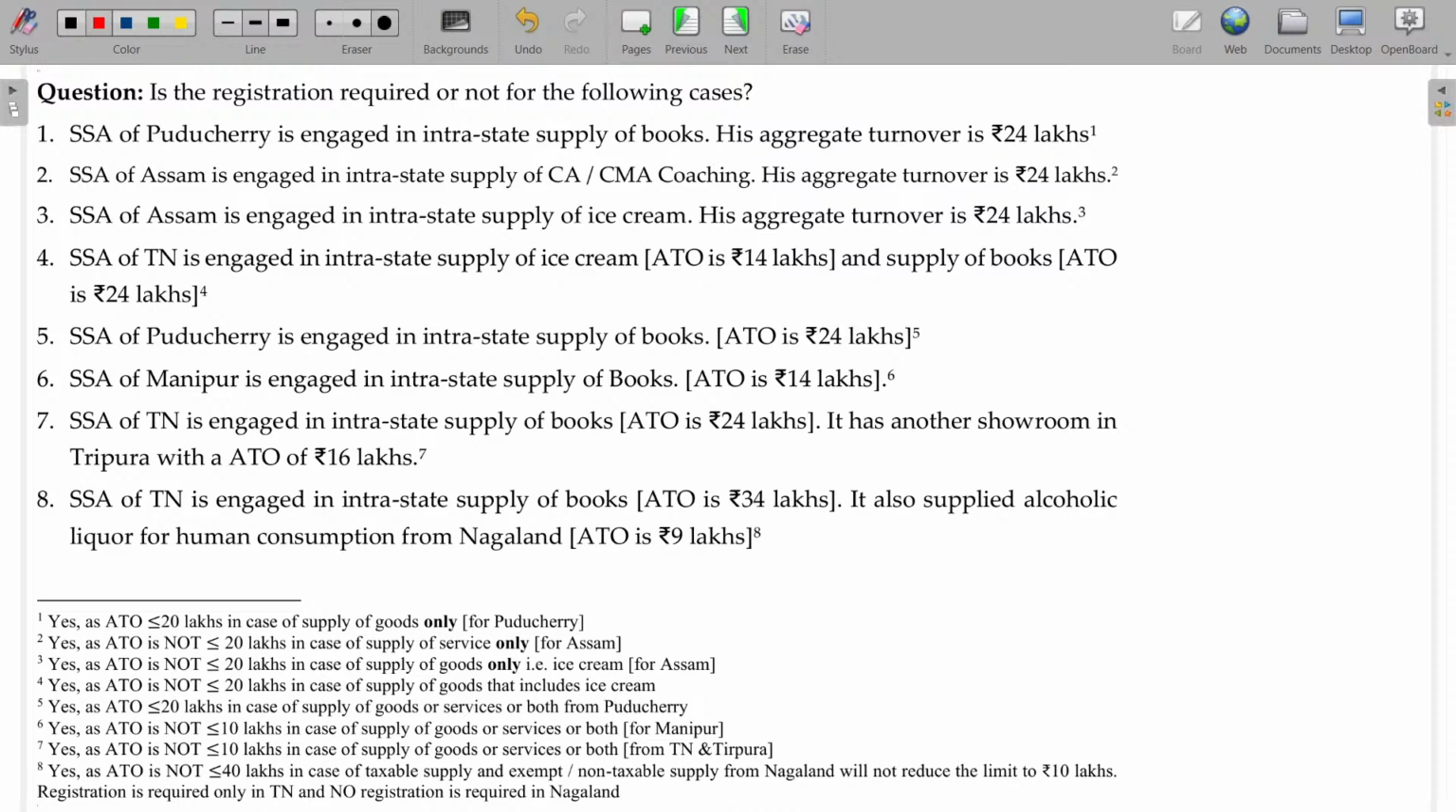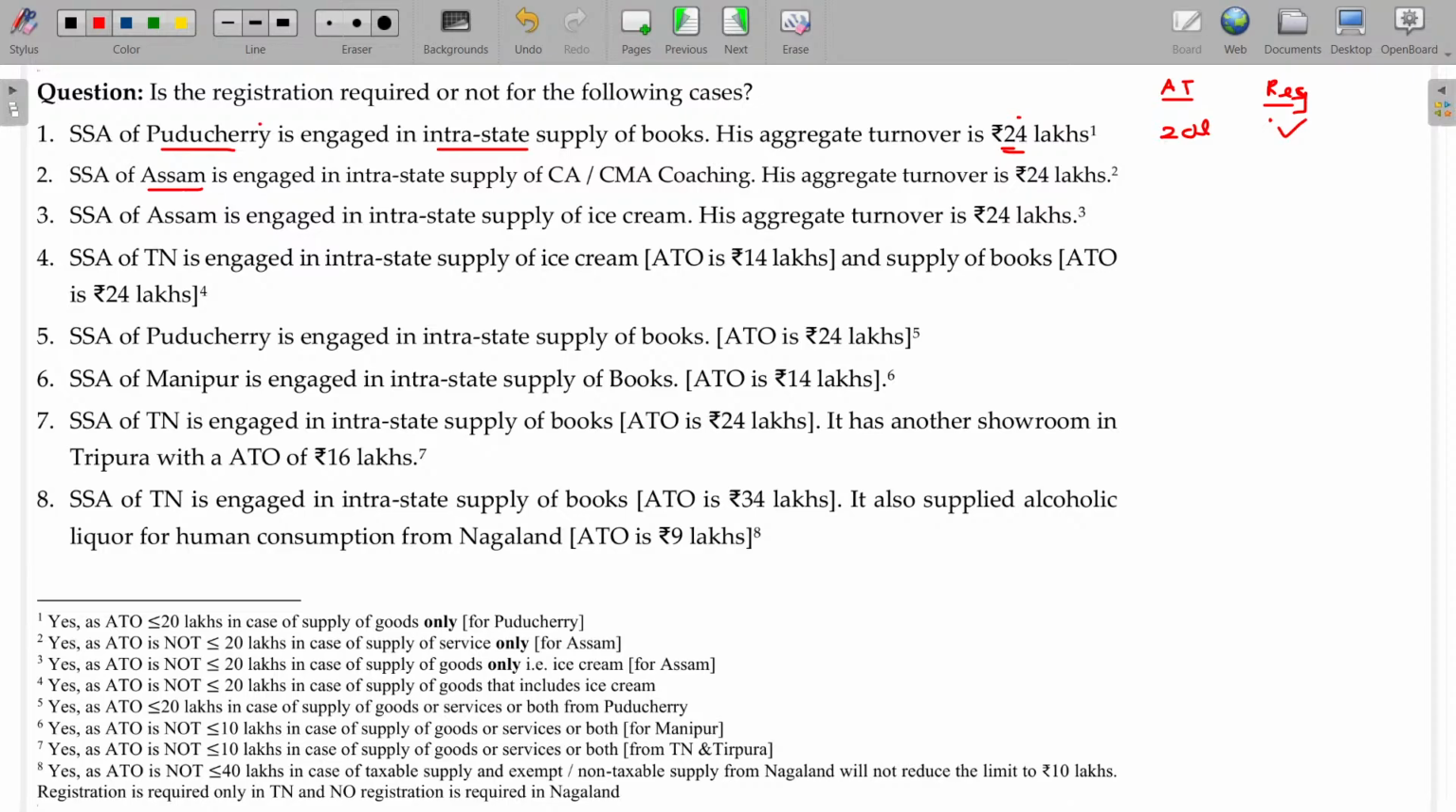Now, is registration required or not for the following cases? Puducherry, then it comes under ASM and PT. Intrastate supply of books, his aggregate turnover is 24 lakhs. So in the case of Puducherry, the limit is only 20 lakhs. Aggregate turnover limit being 20 lakhs. So here it exceeds, so registration is a must. Registration is needed.